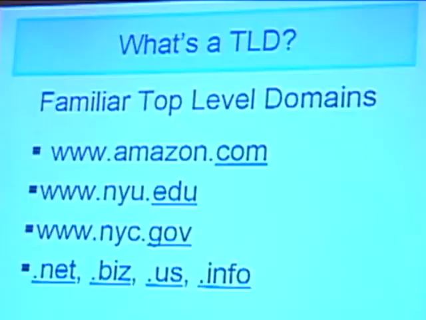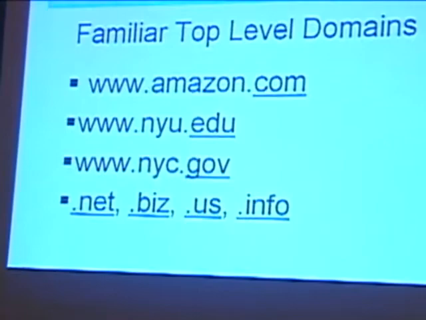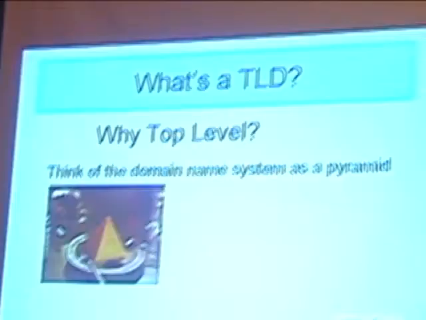Familiar top-level domains are like .com, .edu, .gov, .net, .biz, .us, .info. And second-level domains are Amazon, AOL, eBay, NYU, NYC. These are second-level domain names. And why do they call them top-level domains? Think of the domain name system as a pyramid.